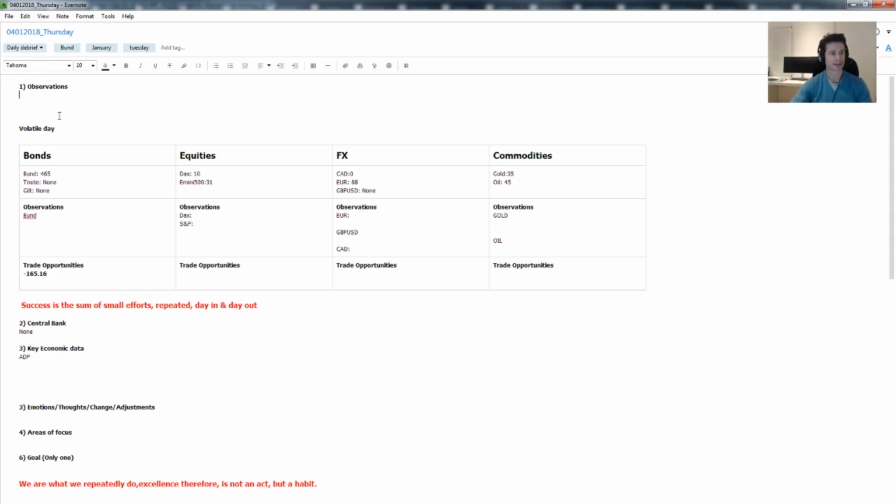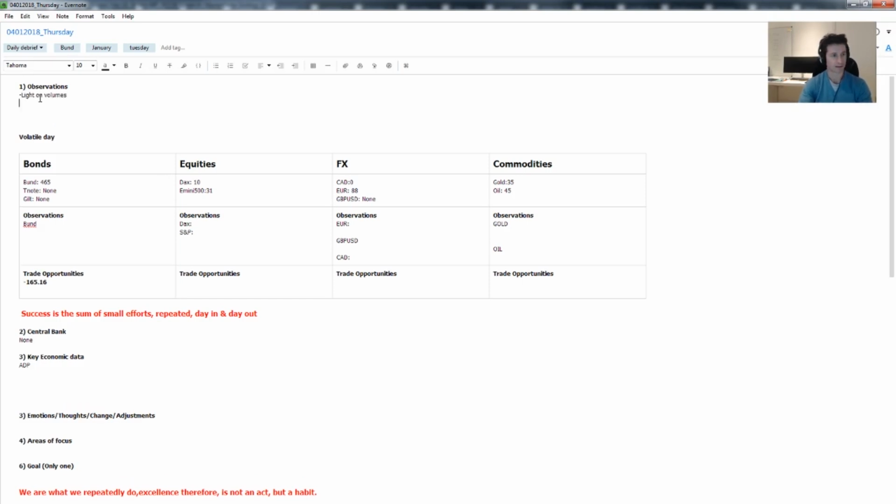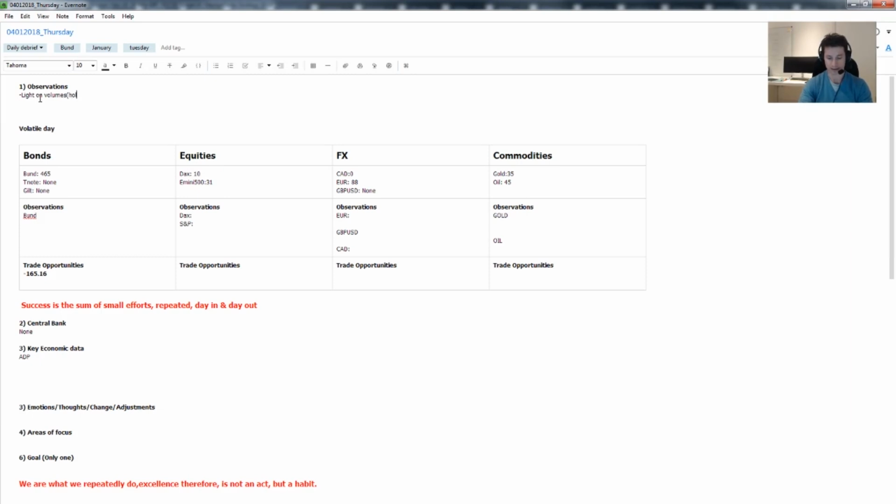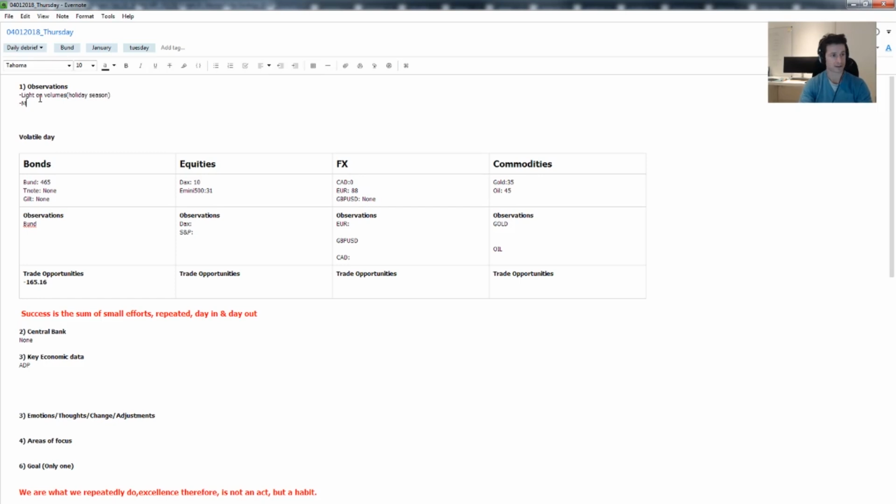That's step one. So for today, we go light on volumes, and holiday, we can type in holiday season still effectively. Volatility, when did volatility come in? So we can say volatility came in over the ADP. And again, this is something you're going to find. You're going to very quickly pick up that, in terms of volatility, you get phases where the market volatility only comes around data and then markets die out again. So again, note everything you can think of.